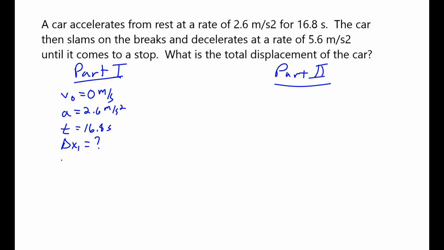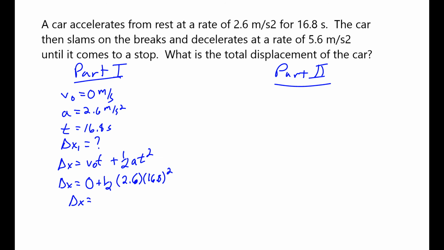Yep, the second one. So it's going to be delta x equals v0 t plus 1/2 a t squared. So we get delta x equals, that whole thing becomes 0 because initial velocity is 0, plus 1/2 times 2.6 times 16.8 squared. And then delta x, alright, so our delta x for part 1 is 367 meters.